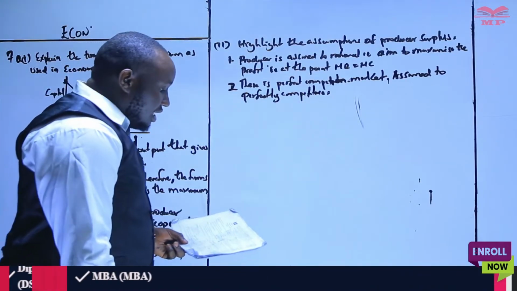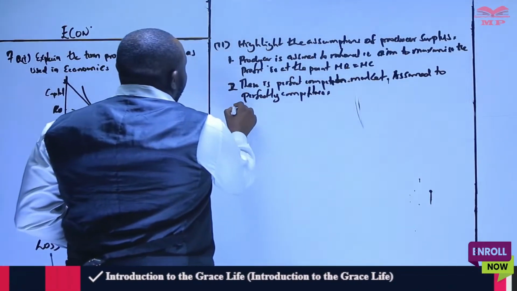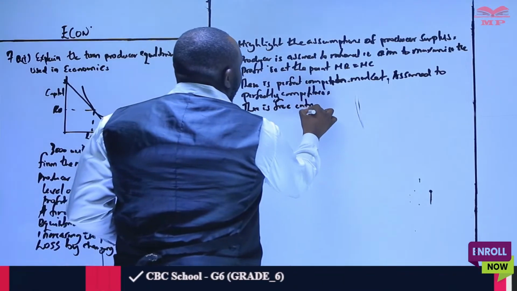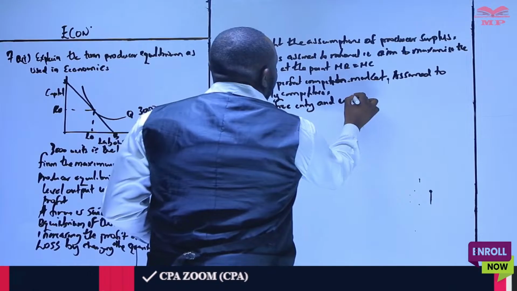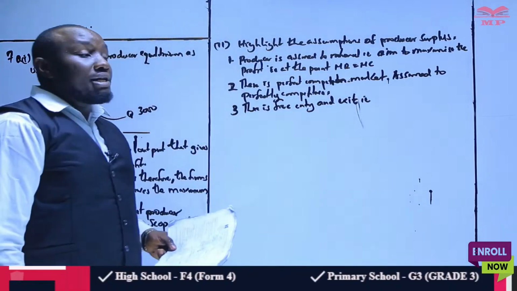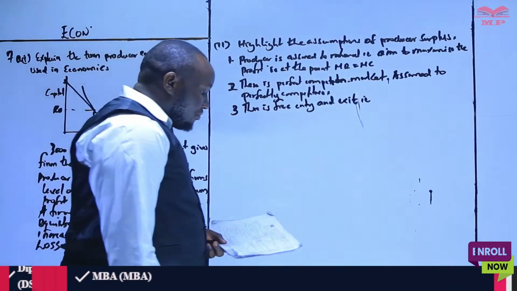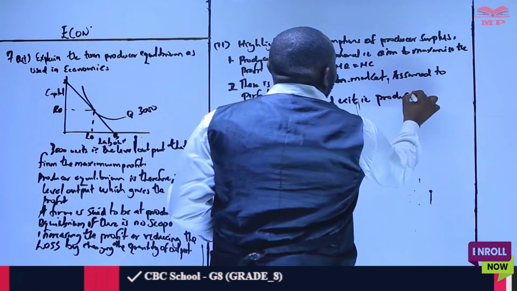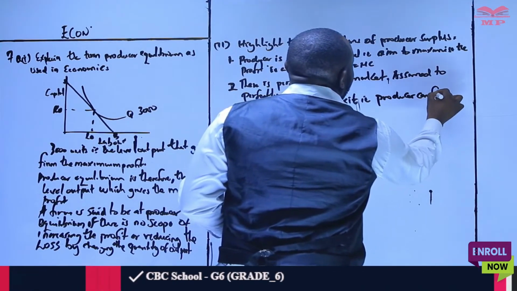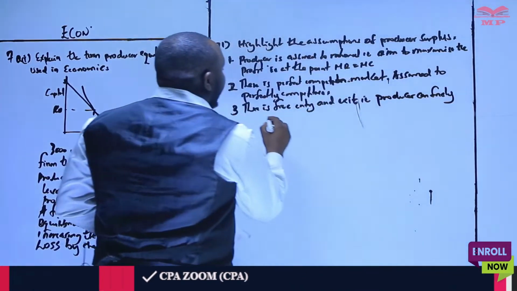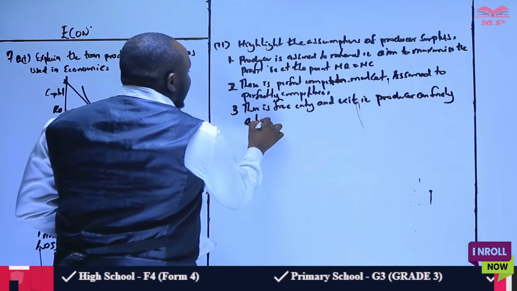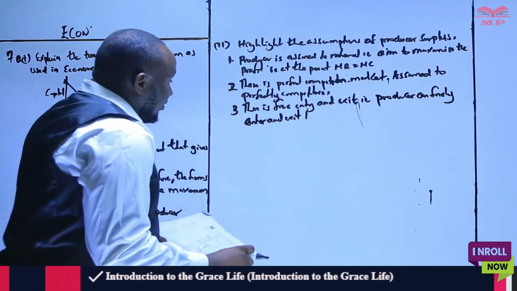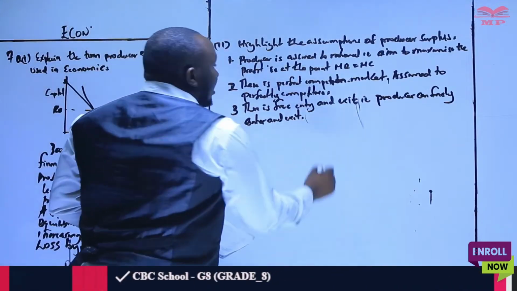Then you say that there is free entry and exit. On the next assumption, there is what you call free entry and exit, i.e. that is to say that producers can freely enter and exit, as the third assumption.